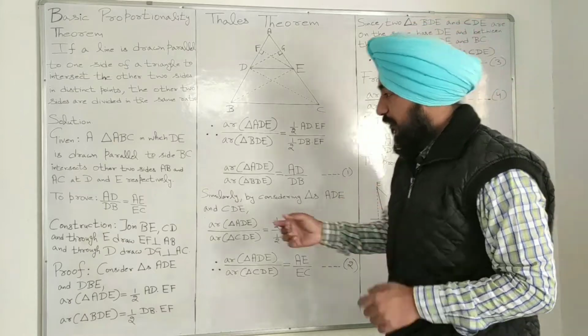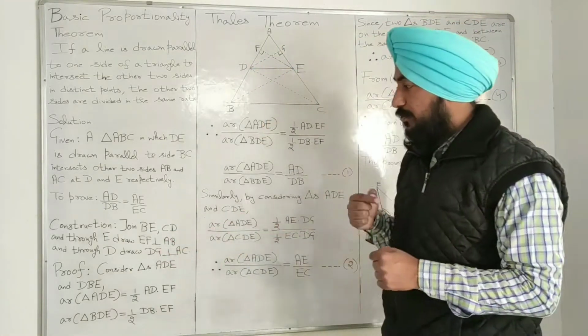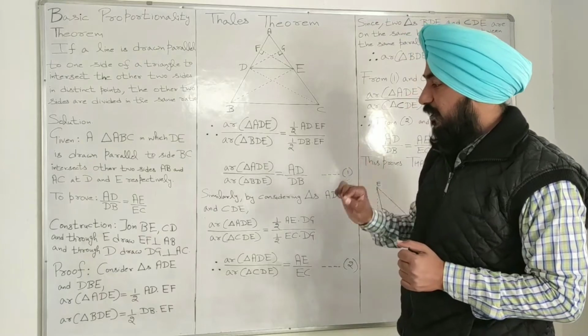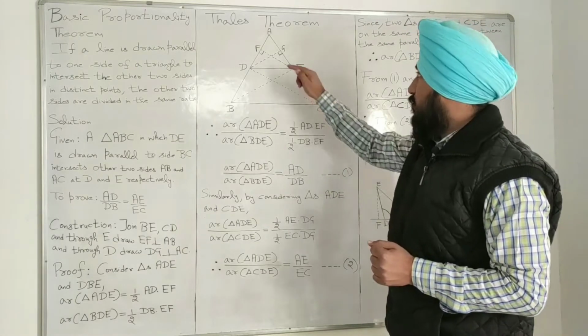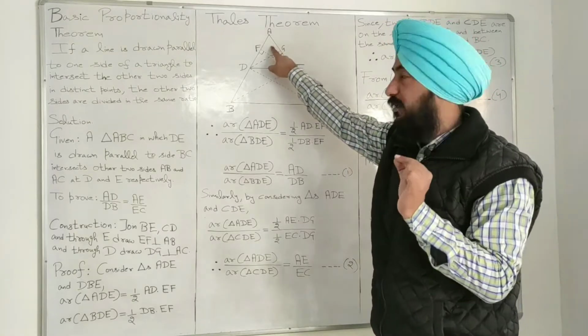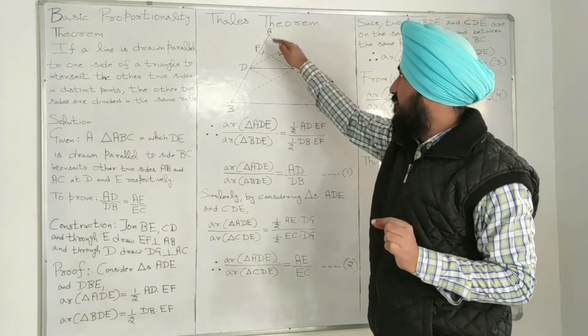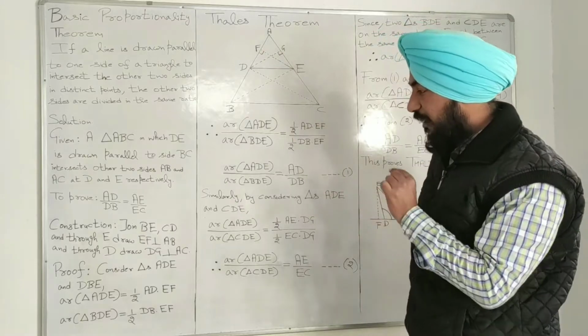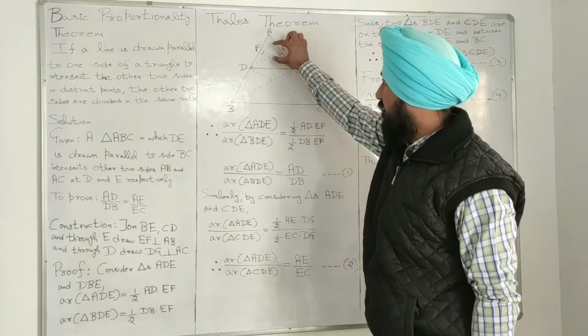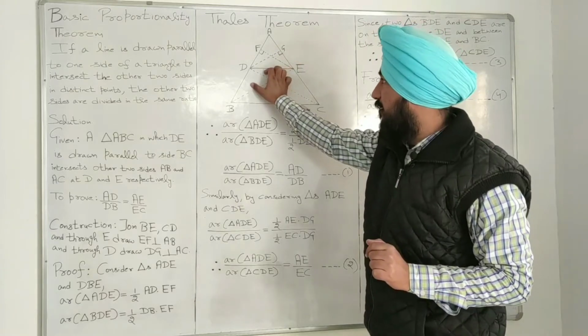Now this is the proof. I am going to start the proof. First of all, consider triangle ADE and triangle DBE. Students, please see the triangles. This is the triangle ADE, and this is the triangle DBE.